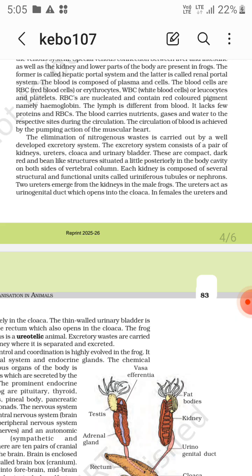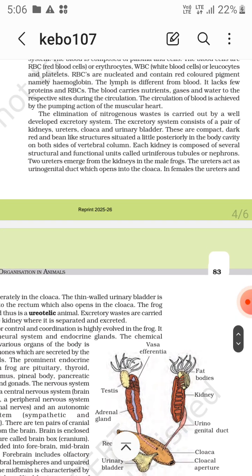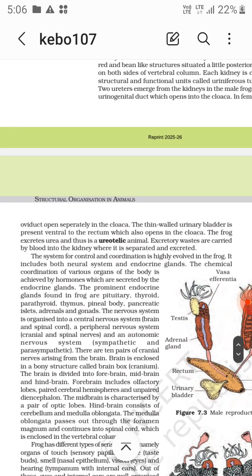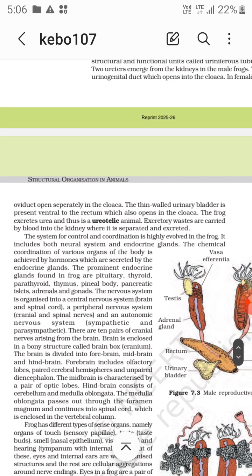Right? Two ureters emerge from the kidneys in the male frogs. The ureters act as a urinogenital duct, which opens into the cloaca, carrying urine plus sperm. In females, the ureters and oviduct are separate. They open separately into the cloaca.